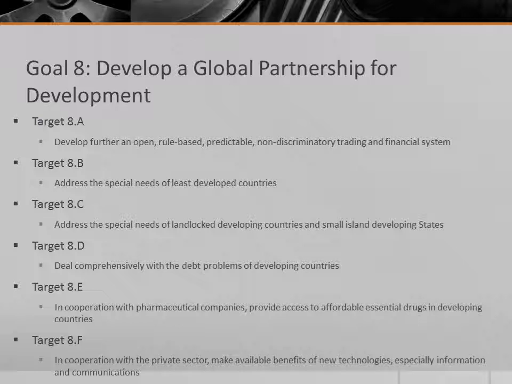In cooperation with pharmaceutical companies, provide access to affordable essential drugs in developing countries, which would then in turn improve goal number 6, which talks about ending some of those diseases. And then finally, in cooperation with the private sector, make available benefits of new technology, especially information and communication. And so they're going to address that in the Sustainable Development Goals. But one of the things that we could measure here with regards to the Millennium Development Goals is that by 2015, 79% of all goods from developing countries were able to enter developed countries, MDCs, duty-free, meaning that more money is flowing back to LDCs from MDCs.